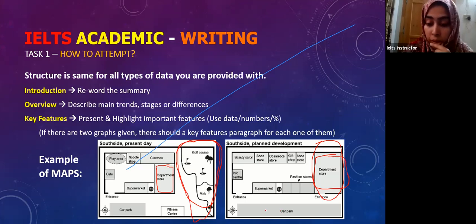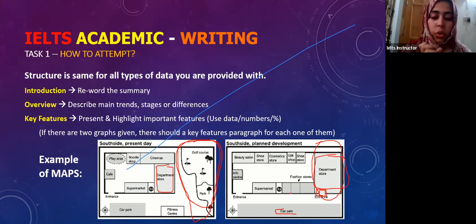The next thing, which is also a prominent change, is that the area of car parking has been increased. The entrance is the same, but another entrance has been initiated for more people who want to directly visit the department store. So they can use this entrance. So these are the two or three main changes, the most prominent changes I can see. Then you will write the key features of both of these maps.